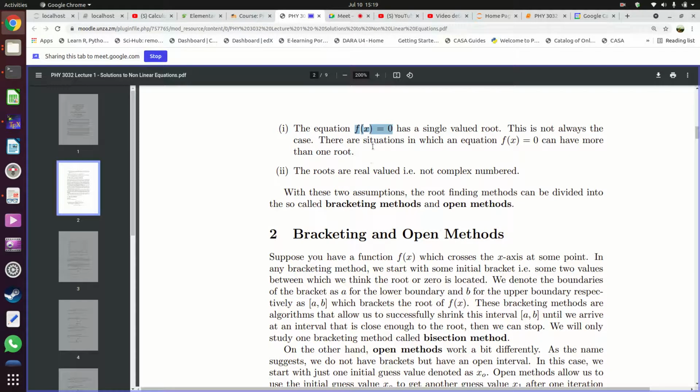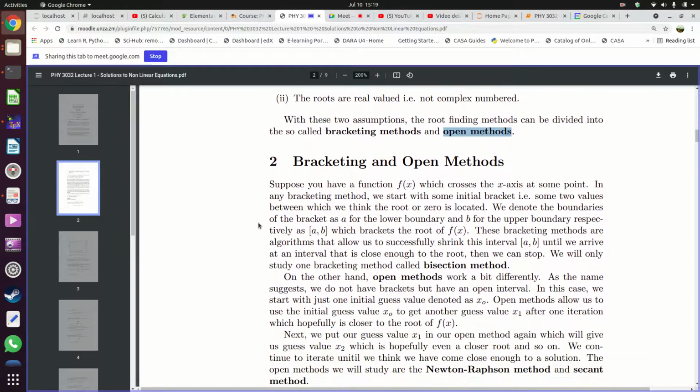So with these two assumptions, one where we have got a single valued root, the other one where our solutions are going to be real valued solutions, there are basically two methods or two schemes you can divide how you're going to work out the solutions. One of them is referred to as bracketing methods, a bracket method. Another one is referred to as an open method. So we're going to start our discussion with a bracket method.